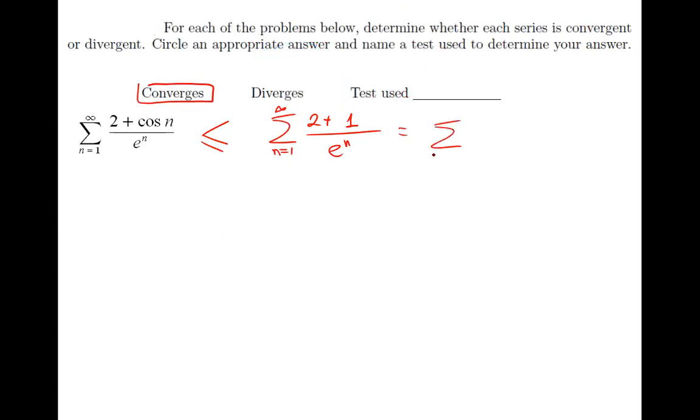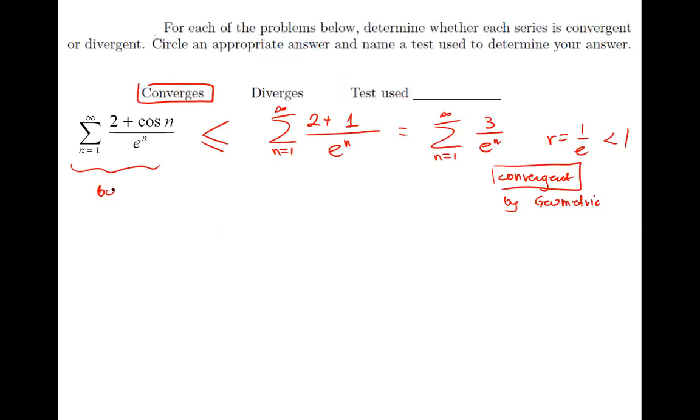And now I see a really nice summation, 3 over e to the power of n. This one is the geometric one because n is placed in the exponent only. The common ratio is only 1 over e, because only e is taken to the power of n and it's placed in the denominator. This is less than 1. That means this one is convergent, and we don't even have to find the sum. Convergent by the geometric. Okay, now everything that is smaller is convergent by direct comparison.